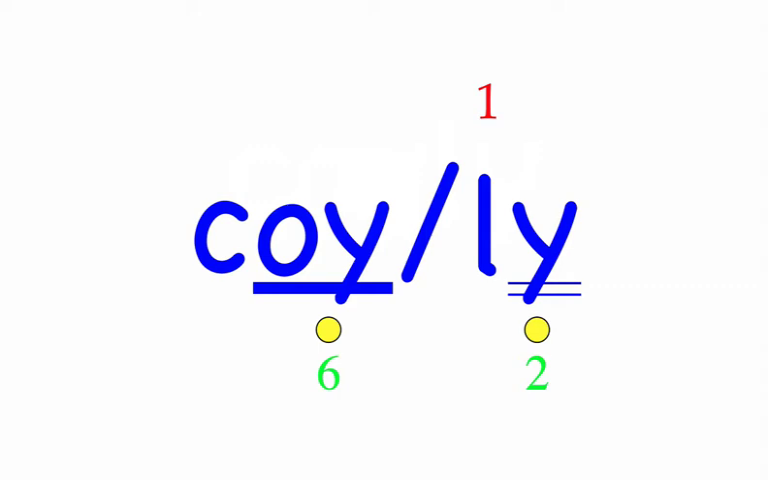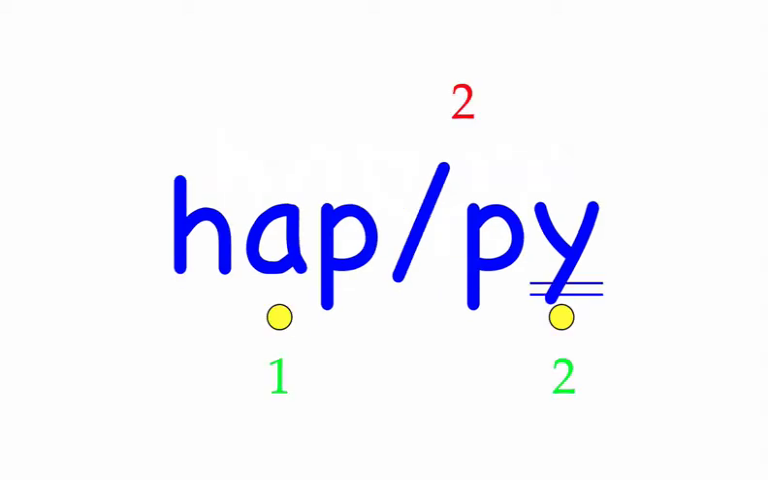Happy, happier. Happy has two syllables. First syllable hap, three sounds, h, a, p. P, two sounds, p, e. Hap, p. Mark the word.